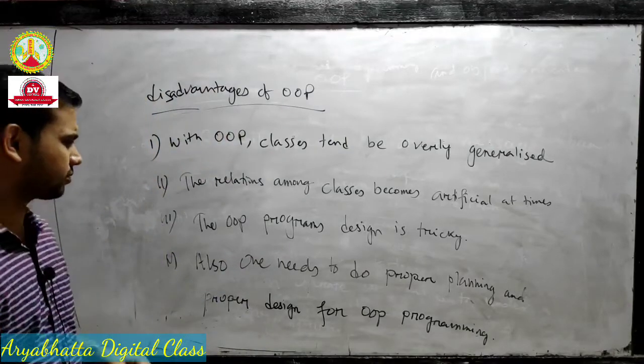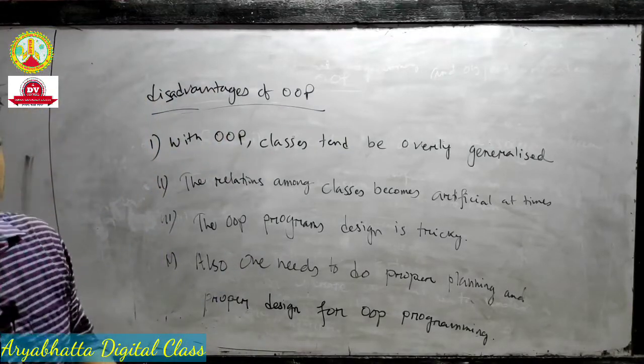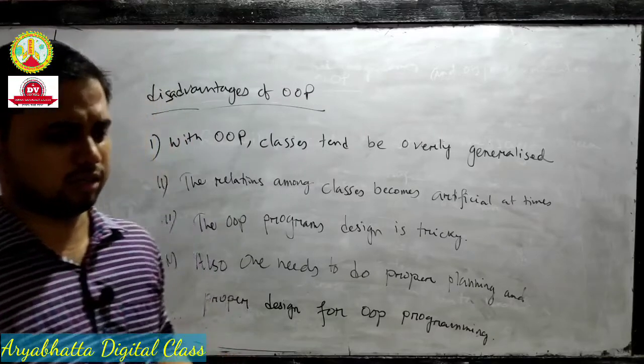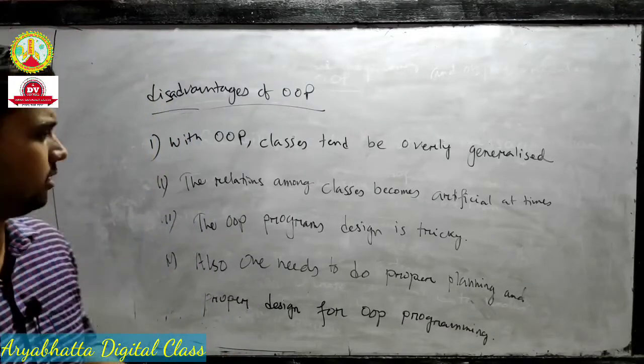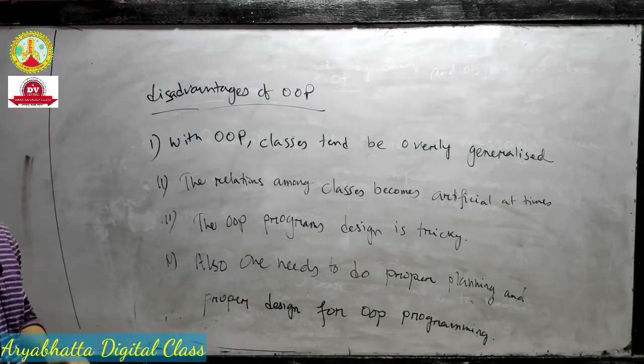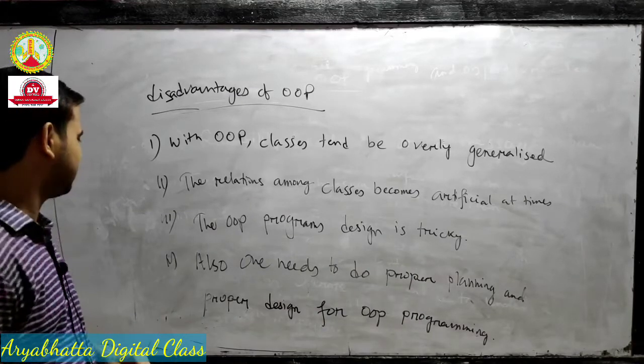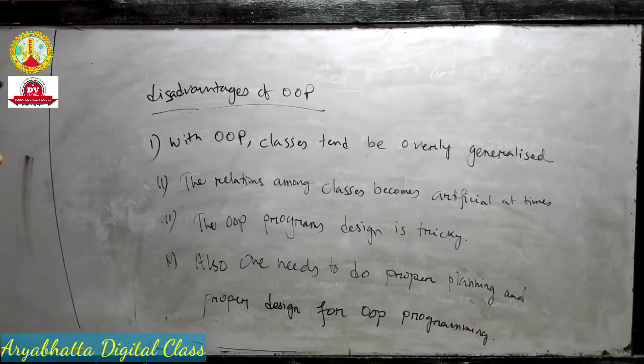Some relations between classes are very complicated at times when we are coding the program. And the OOP program design is tricky. Tricky means the design is somewhat complex, like a puzzle.